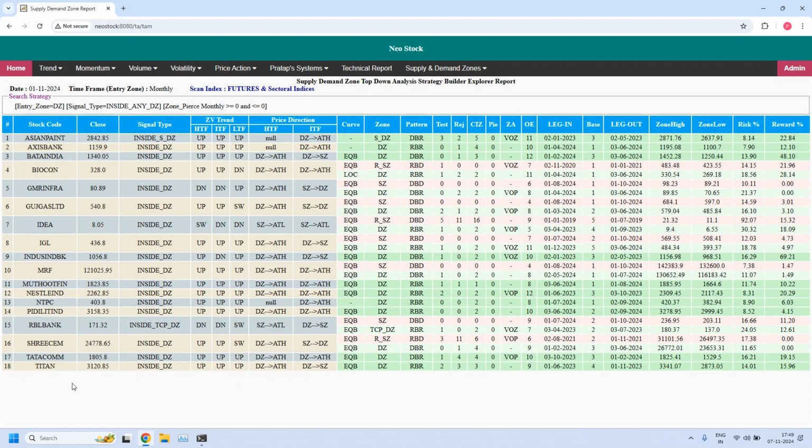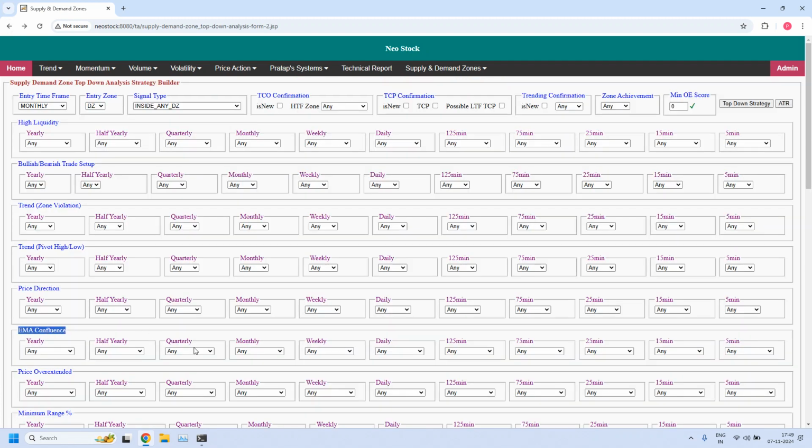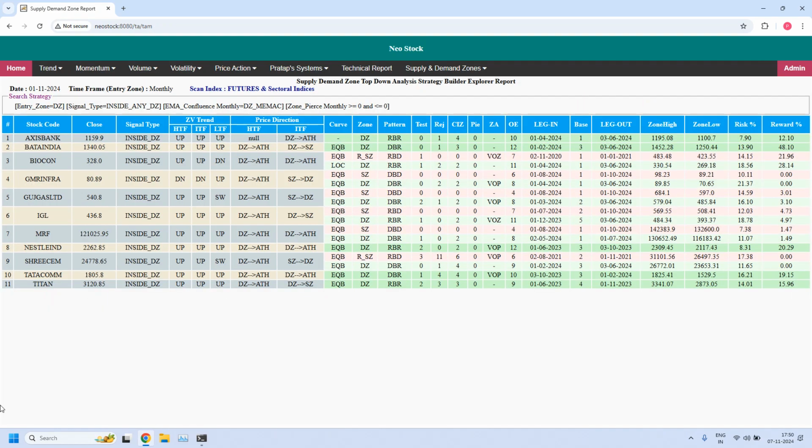In these demand zones, how many are having EMA Confluence, monthly EMA Confluence? So in the monthly time frame, monthly demand zone with monthly EMA Confluence filter is enabled. Now these 11 stocks are having monthly EMA Confluence. And ignore the EMA Confluence for the stocks having trend sideways. Always you need to look into LTF time frame for finding the trend of the monthly time frame. Whichever time frame you select, that time frame is LTF.